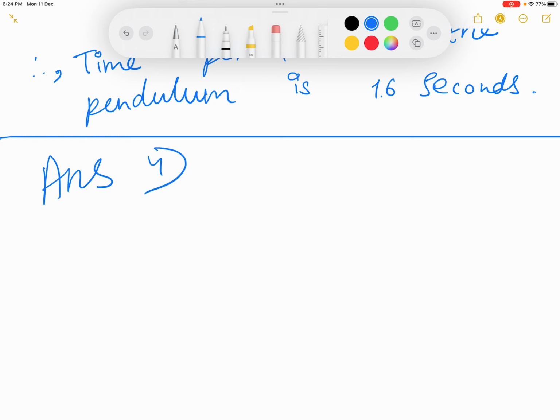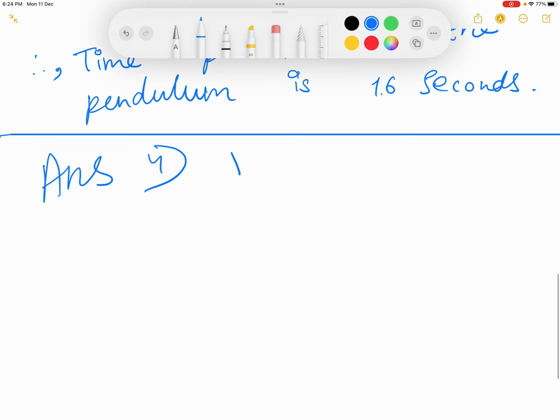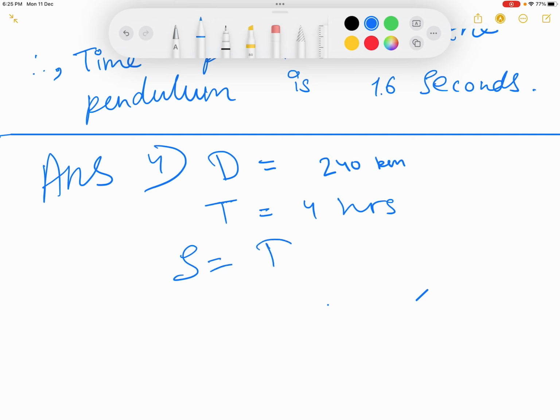First, let's see, always in a question, see what you have. In this question, what do we have? We have the distance and we have the time. We have all the things that we need to calculate the speed. Distance is equals to 240 kilometers, right? And the train covers it in how many hours? 4 hours, right? So the time is 4 hours, right?